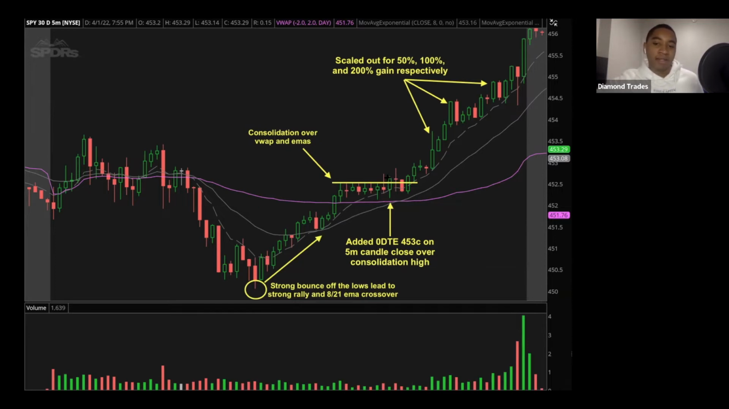And so as I see that, I'm adding my 453 contracts expiring the same day, right on the close of this 5-minute candle right here: bounce off the EMA, close over on the 5-minute, close over the high of the consolidation, all of those things adding to my conviction, right?